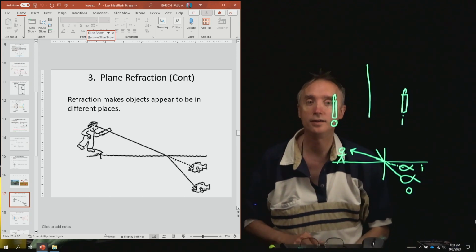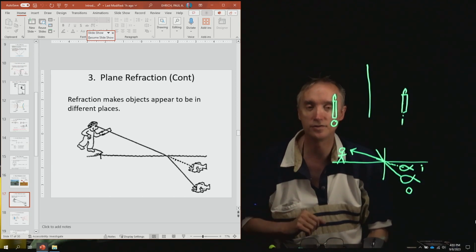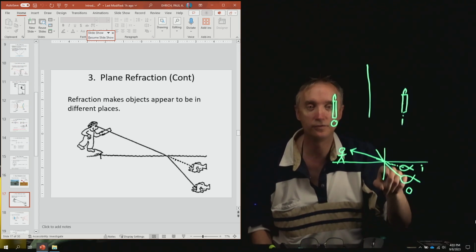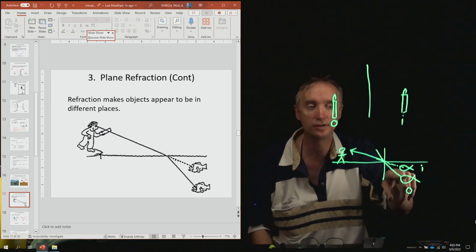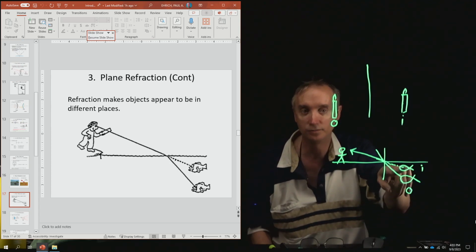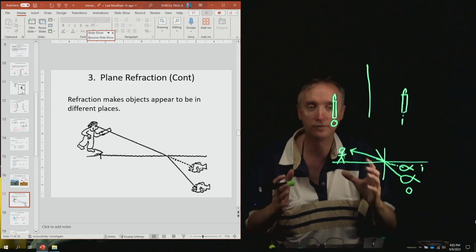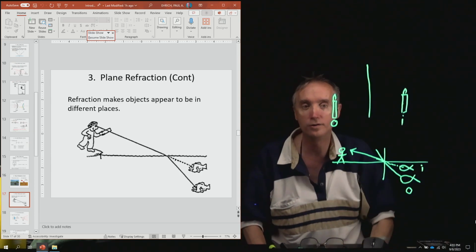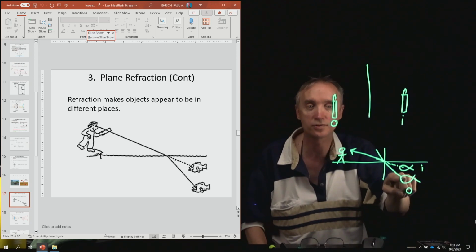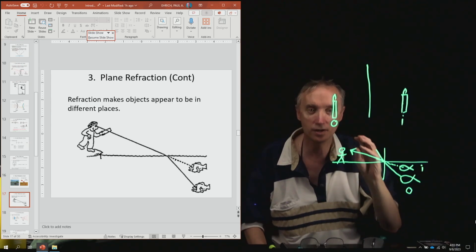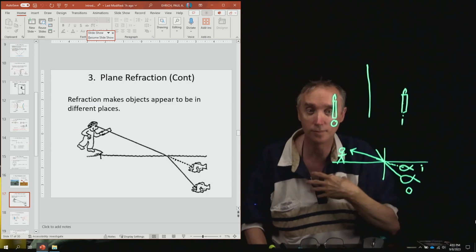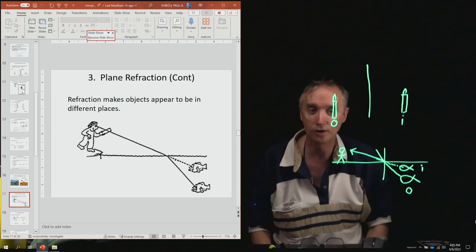All right, so if you are stuck on a deserted desert isle and you need to kill a fish, remember that the location of the fish is actually going to be below what you see. So when you look at the fish, you need to take your spear and aim below where you think the fish is if you really want to strike it. So if you're stuck on a desert isle and you keep missing the fish, it's not my fault. I'm trying to tell you where to aim the spear.